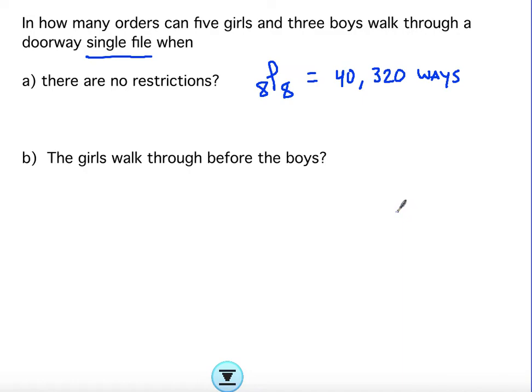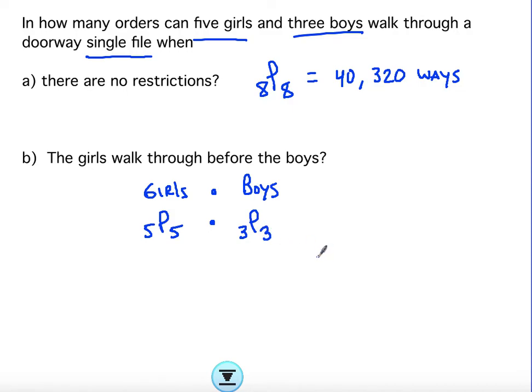Okay. Now, what if the girls are going to walk through before the boys? So we're going to have girls first, boys second. Okay. Now, girls, that stuff doesn't have an effect on the boys. Those are independent events. So I'm going to multiply. Now, I am ordering 5 girls. I have 5 girls, and those 5 girls are going to get ordered. And then out of the boys, I have 3 boys, and all 3 of them are going to get ordered. When I type that in my calculator, I'm going to get 720 ways.